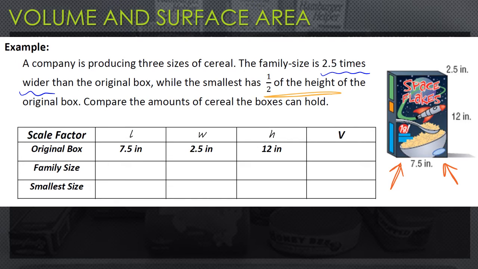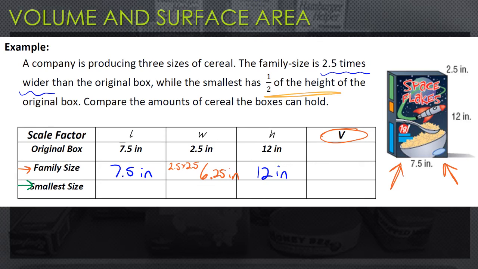And let's go ahead and figure out some key information before we compare the volumes here. In this word problem, the family size is 2.5 times wider than the original. So let's look at the family size and figure out the width. The width is just 2.5 times 2.5, and when we do that, it comes out to 6.25 inches. And we know that the height stayed the same for this one, and the length stayed the same for this one.